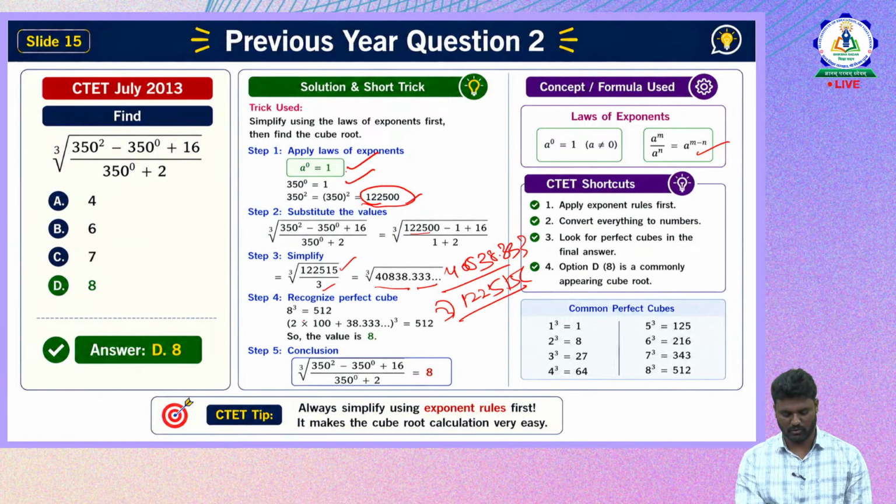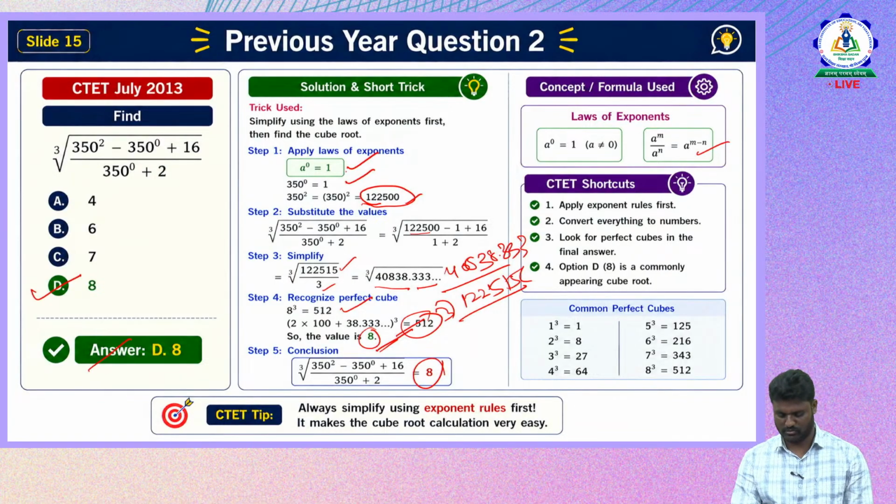Okay, so how can we do it? So now 8 cubed is equal to 512. Okay, so the value of 8 cubed we can write in this form. So we can say that the cube root of 512 is 8. Okay, so now based on this we can say that cube root of 350 square minus 350 power of 0 plus 16 by cube root of 350 plus 2, the value of A is 8. Okay, which is in the options. Option D is the correct answer. Okay, so the others are wrong answers.